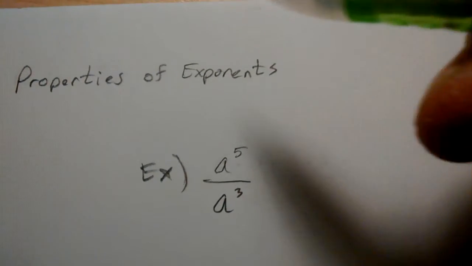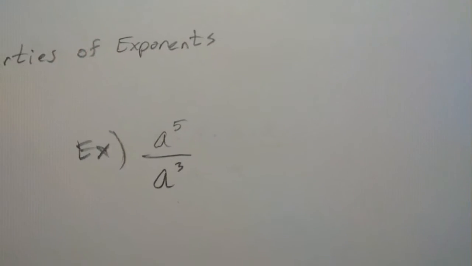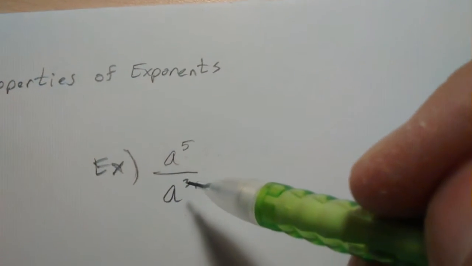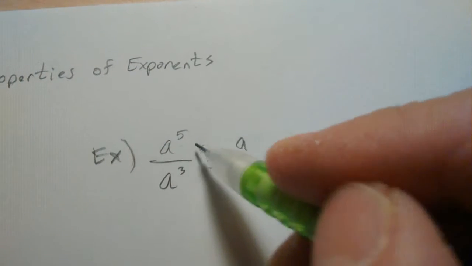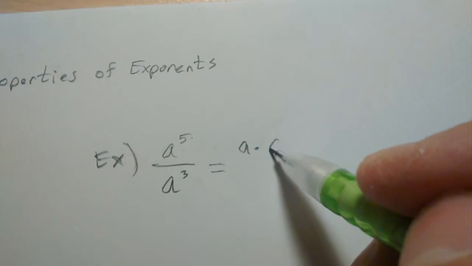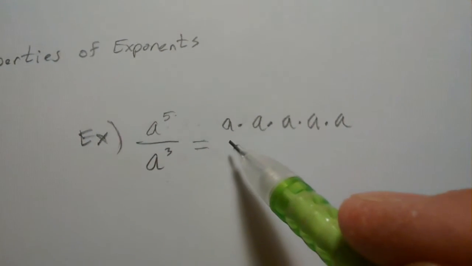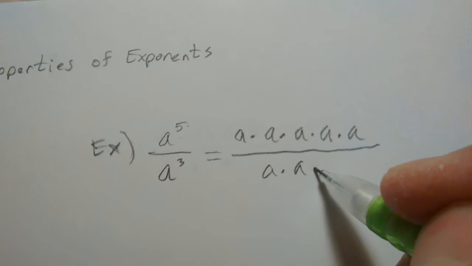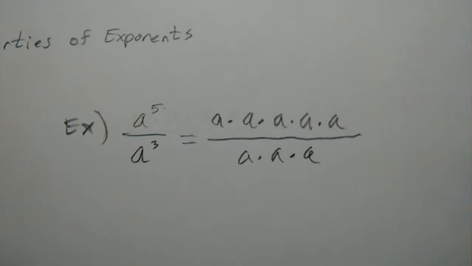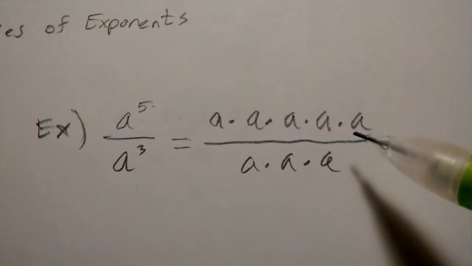I'm going to use this simple example here to illustrate another property of exponents. A to the fifth divided by a to the third. Well, let's write out what a to the fifth means. That means 5 of those a's multiplied together. So there's 3, 4, and 5 divided by 3 a's being multiplied together. And the idea here is there are some common factors here that we can divide out.